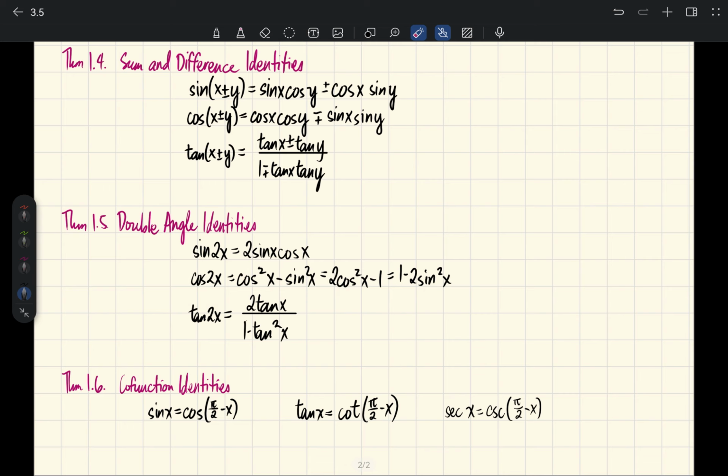Then for the third one, your tangent of 2x, that's just 2 tangent x all over 1 minus tangent squared x.